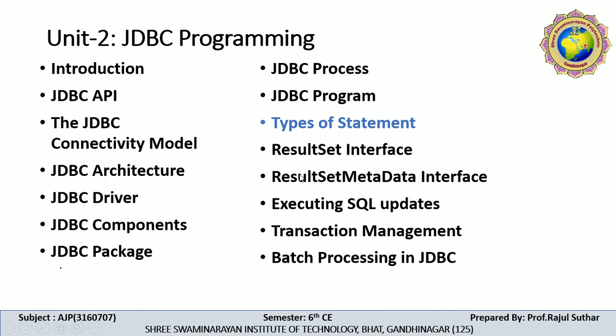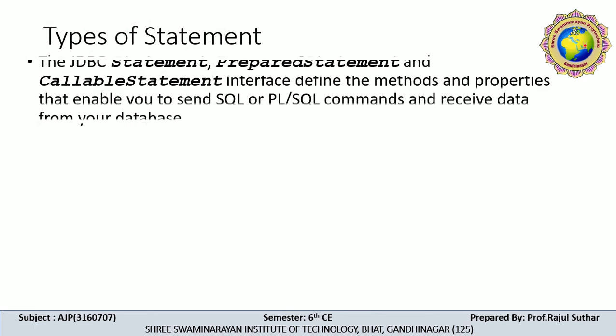Let me discuss the types of statement. In JDBC, the types of statement are statement, prepared statement and callable statement. These three types of statement are used. These interfaces define the methods and properties that enable you to send SQL or PL/SQL commands and receive the data from your database. Okay. So what do you mean by statement?